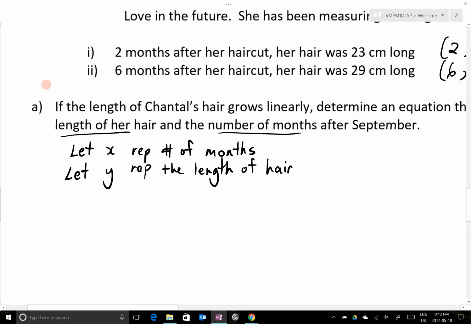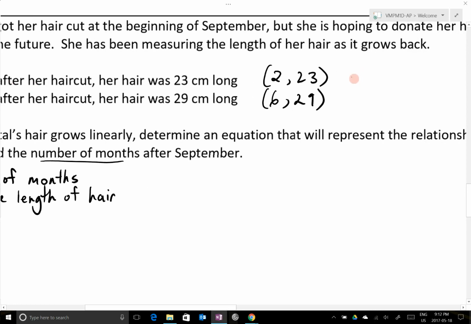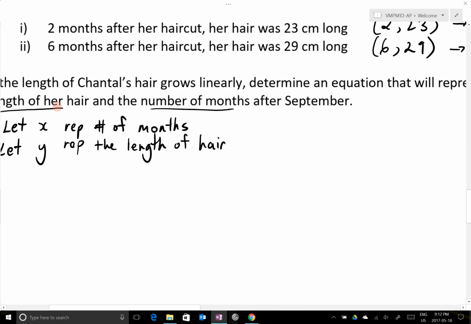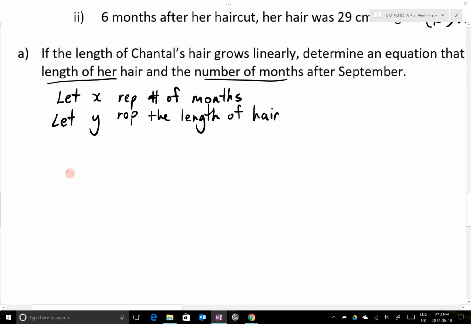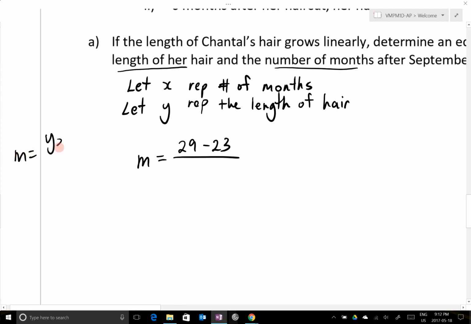And now I'm going to create my equation. So the x values here, 2 and 6, represent the number of months. The y values represent the length of her hair. And I'm going to say this one is x1 and y1. And I'm going to say this one's x2 and y2. Okay, and I'm going to now find an equation of a line that will model this problem. So I need to find the slope. Slope is equal to y2 minus y1, so the 29 minus 23, divided by the x2 minus x1. So if you're not understanding what formula I'm using, it's slope equals y2 minus y1 over x2 minus x1.